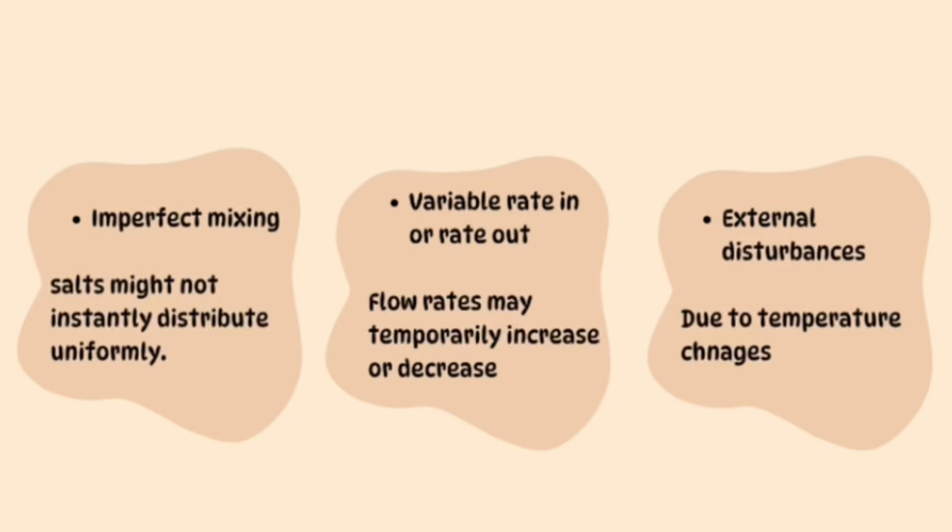For the point which is imperfect mixing, salt might not instantly distribute uniformly. Secondly, variable rate in or rate out: flow rates may temporarily increase or decrease depending on the situation. And thirdly, external disturbance, such as temperature changes, which also contribute to the results.